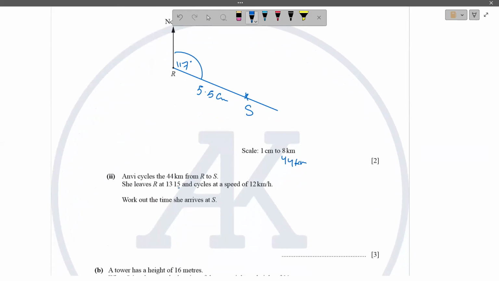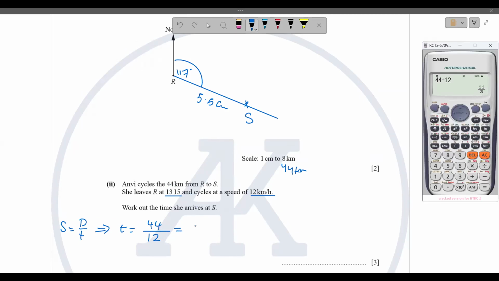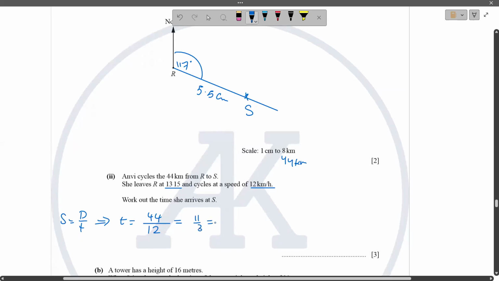She leaves R at 13:15 with a speed, this is speed. So we have the speed and distance. We need to get the time. So as speed equals distance over time, to get the time, it's distance over speed. So it's distance 44 kilometers over speed 12 kilometers per hour. 44 divided by 12 is 11 over 3, which is 3 hours 40 minutes.